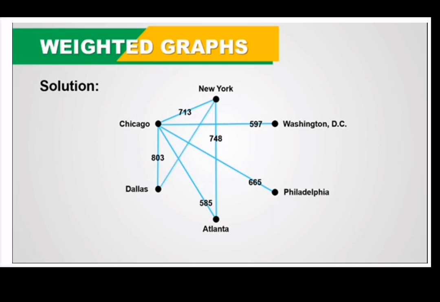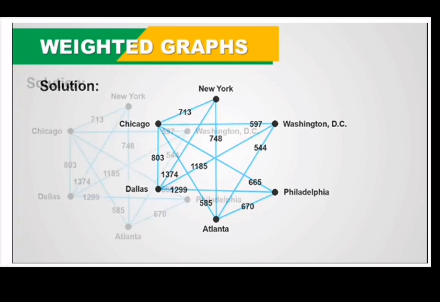From New York to Atlanta, that is 748. From New York to Dallas, that is 1,374. From Washington DC to Atlanta, that is 544. From Washington DC to Dallas, that is 1,185. From Atlanta to Philadelphia, that is 670. And from Philadelphia to Dallas, that is 1,299. So this is our weighted graph. You just need to follow the table given in order to construct, or sketch, the weighted graph accurately.